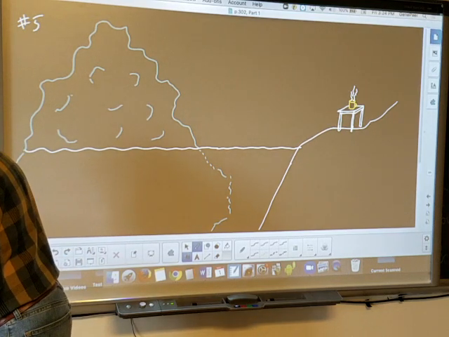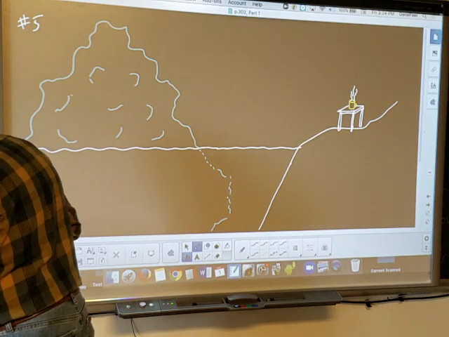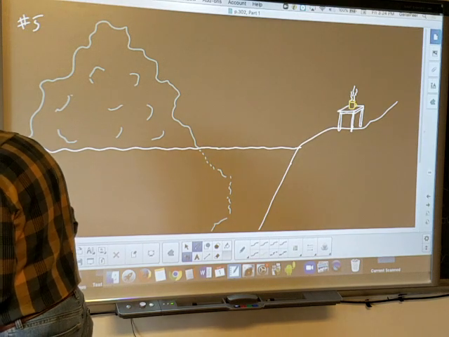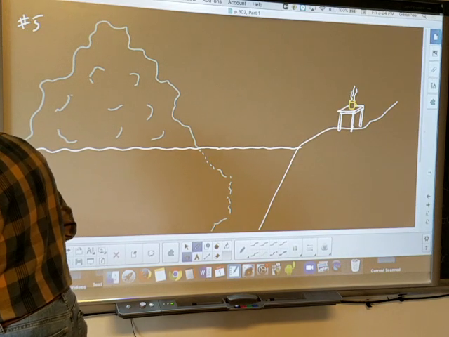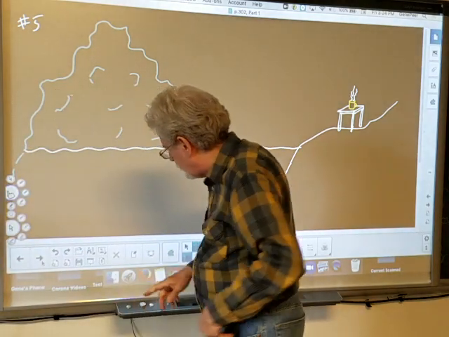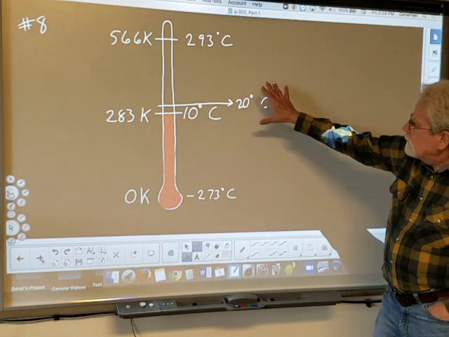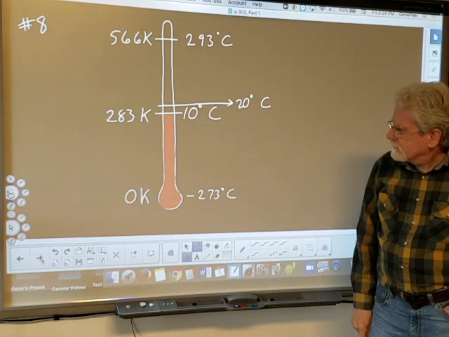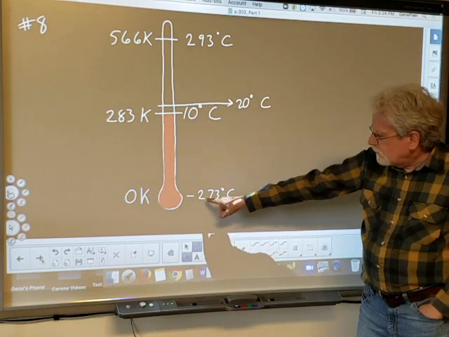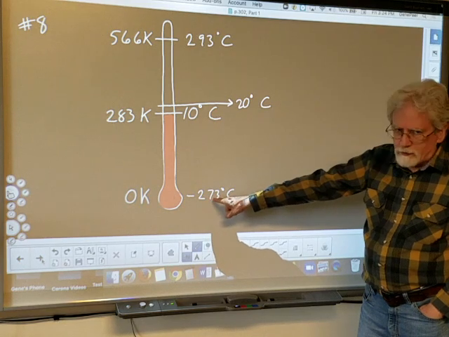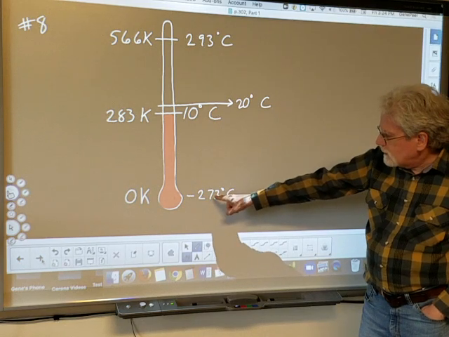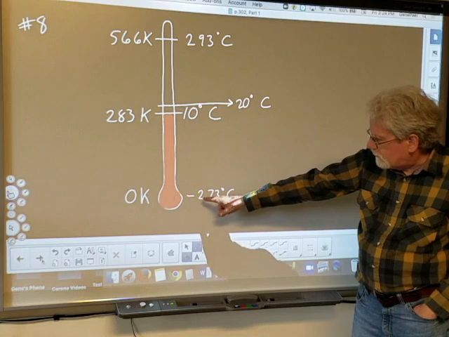Number 8. On which temperature scale does the average kinetic energy of molecules double when the temperature doubles? All right. On the Celsius scale, on the right side here, absolute zero is negative 273. 273 degrees Celsius below zero is absolute zero.